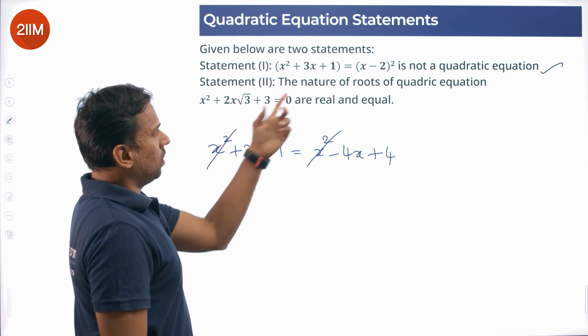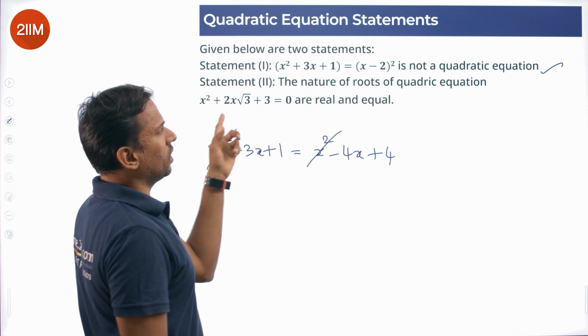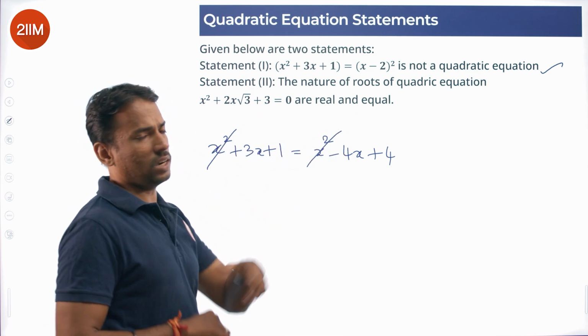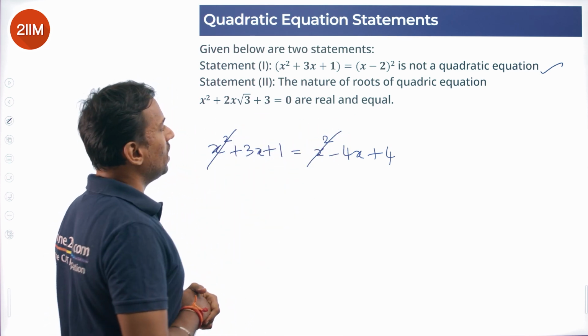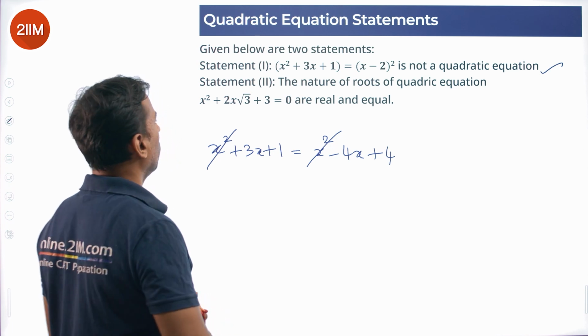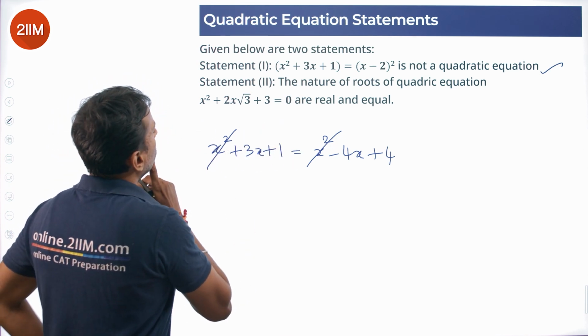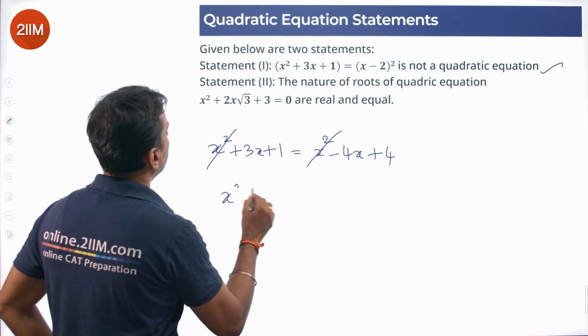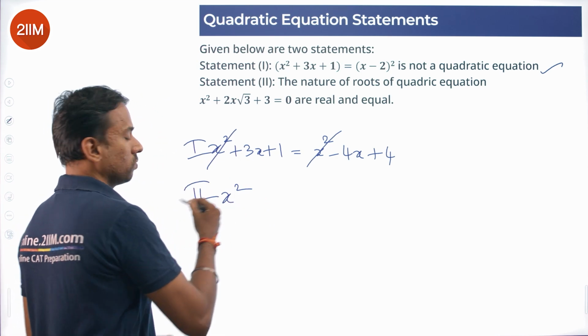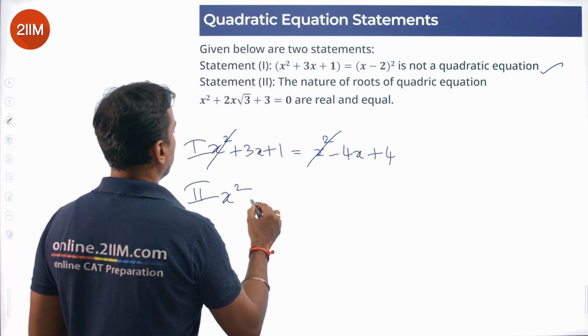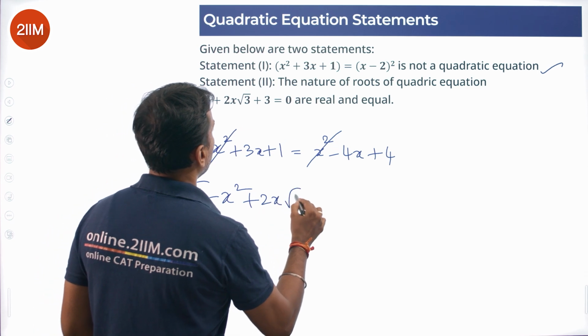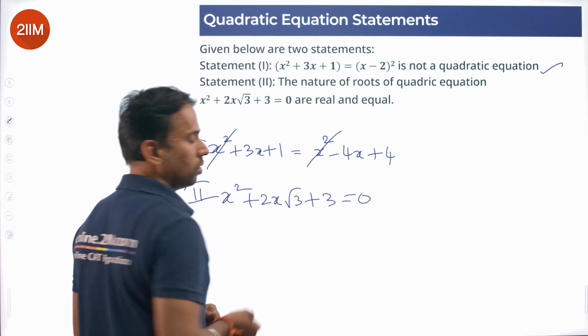Statement 2 says the nature of the roots of the quadratic equation is real and equal. So here we have a quadratic equation. It's given real and equal. This is statement 1, this is statement 2. We'll write it separately: x square plus 2x root 3 plus 3 equal to 0.